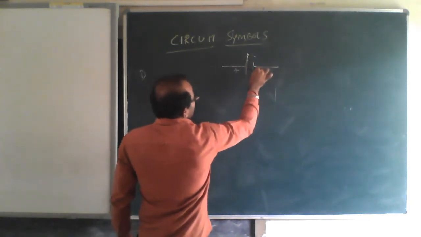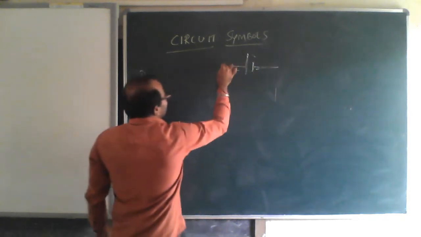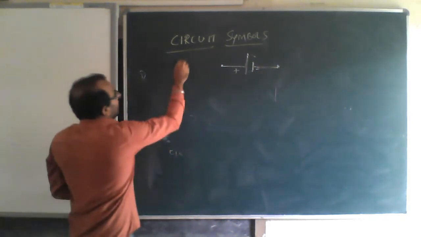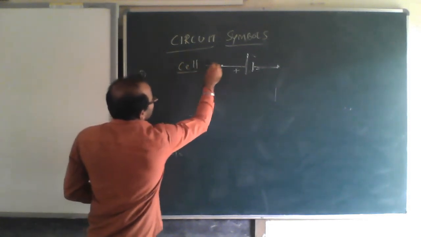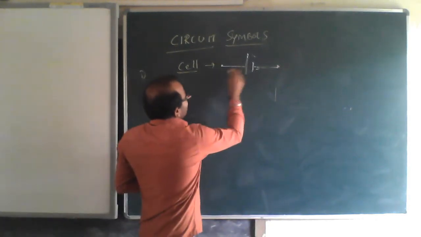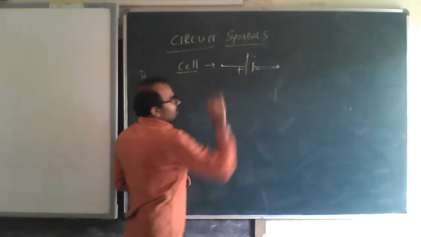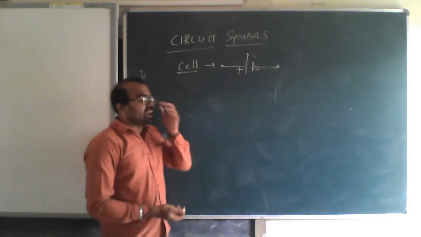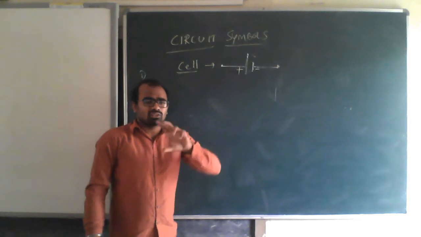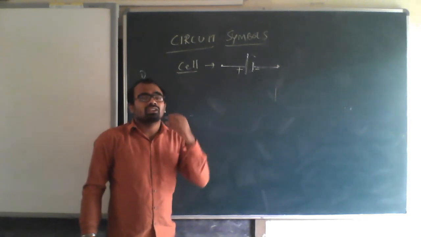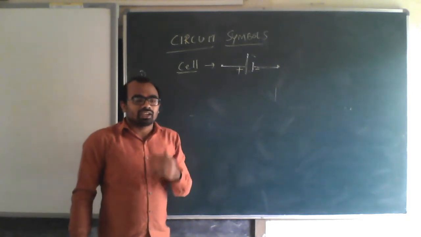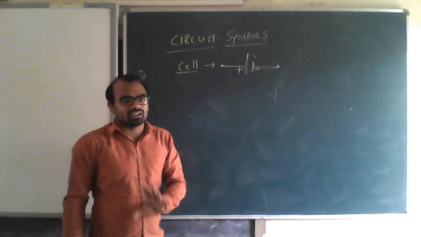This is cell, plus minus. What we call it as cell. Cell is represented by this. Okay, cell, one plus is there, one minus is there. And one question will be asked: which kind of energy is stored in cell? Remember, the cells you are using in your home, there is one positive and one negative. Chemical energy is stored in that. You have to remember, the energy present in cell is chemical energy.